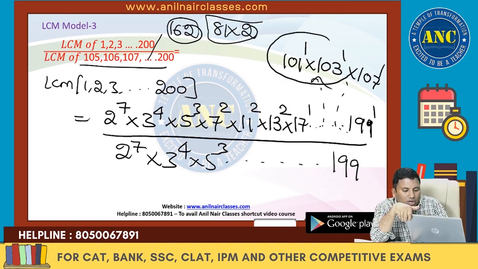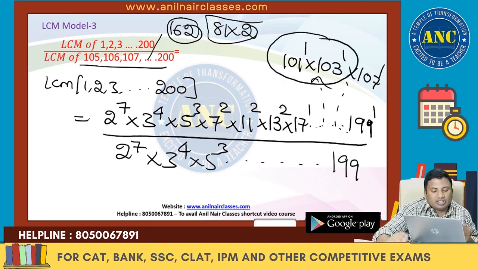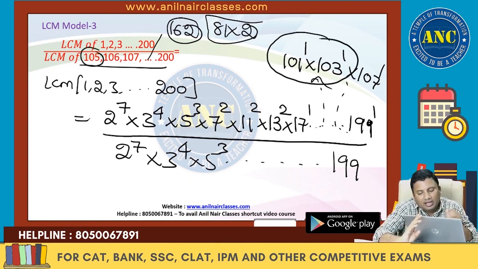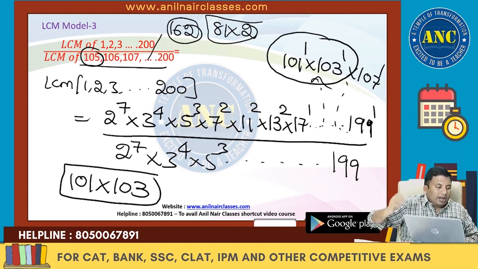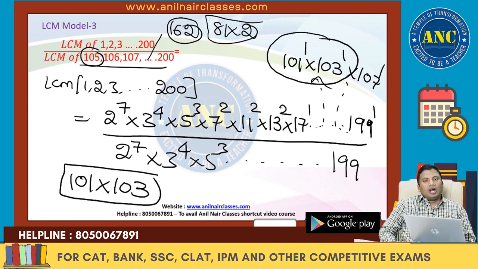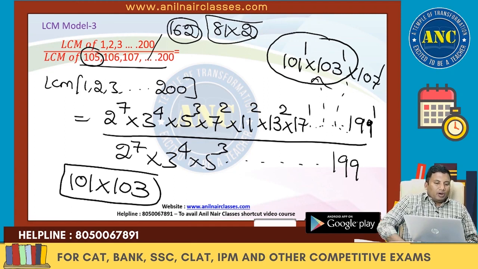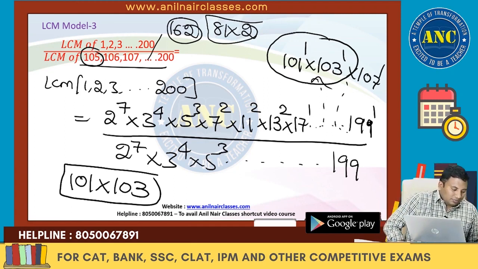except these two numbers, because it is starting with 105. So what is missing? 101 into 103. 101 is missing, 103 is missing. Any doubts? Ask me.